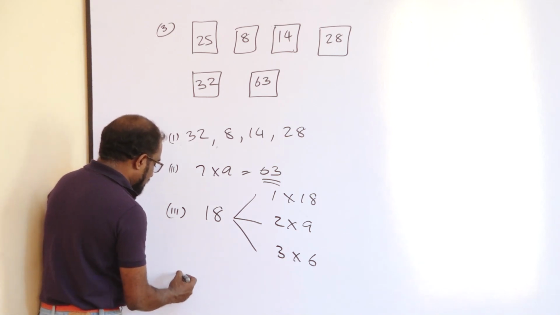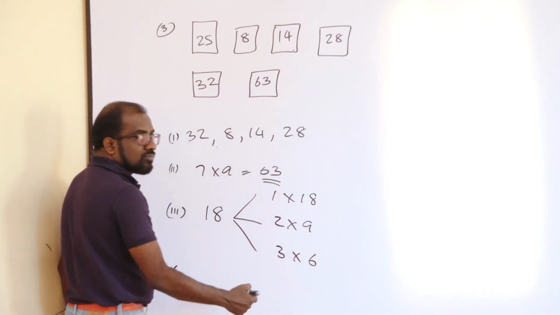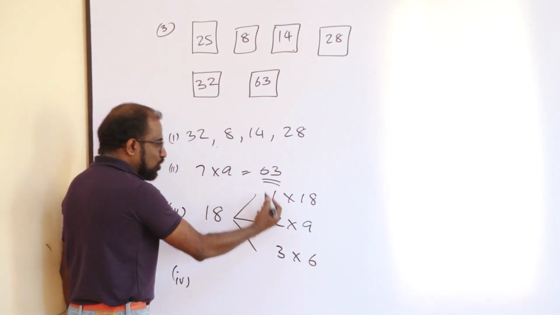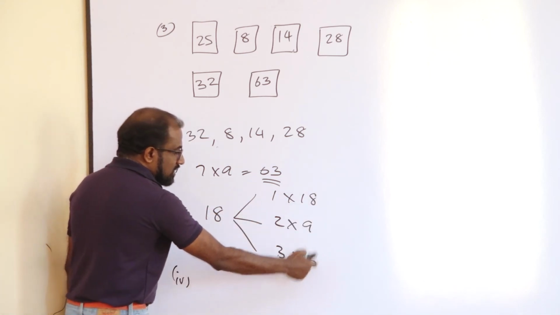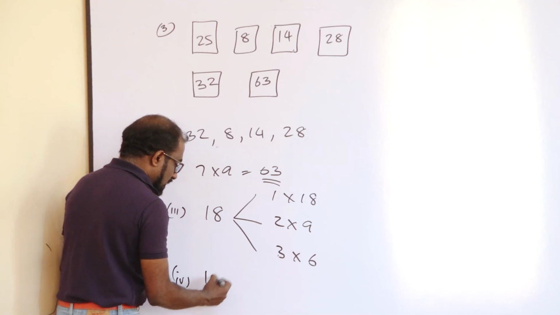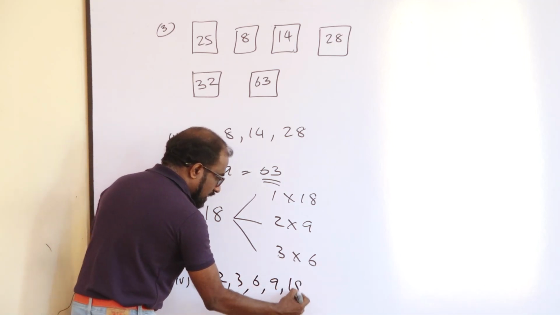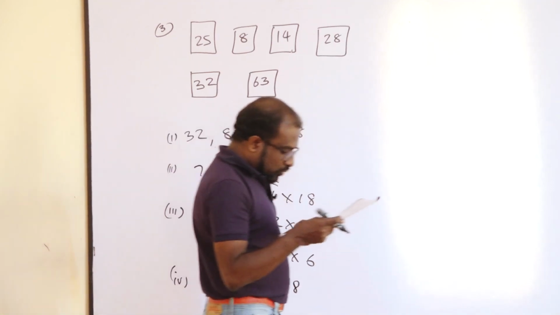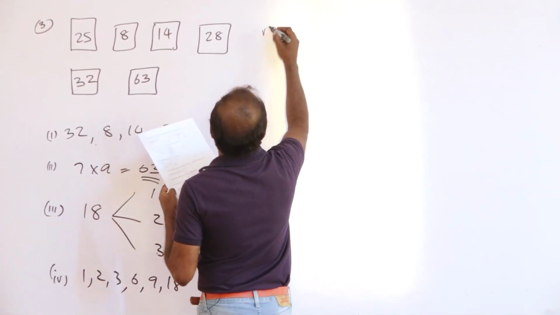Write all the factors of 18. When writing them, write them nicely in ascending order, I told you yesterday, remember? 1, 2, 3, 6, 9, 18. The factors of 18. Fifth one, fill the blanks using suitable digits.